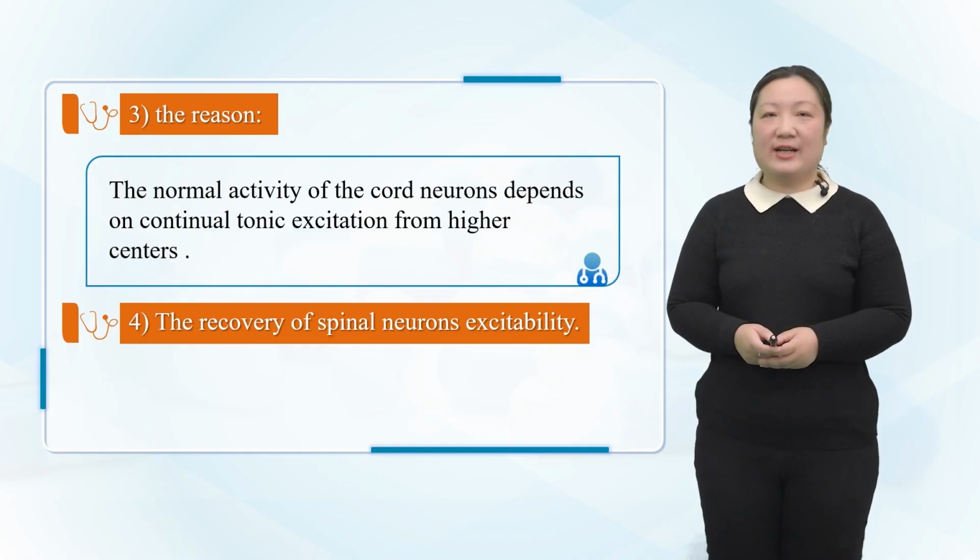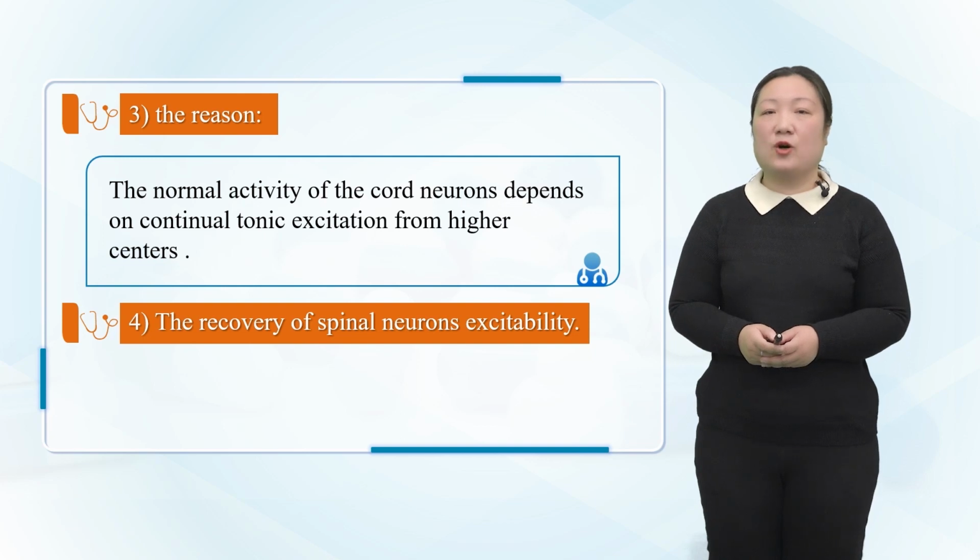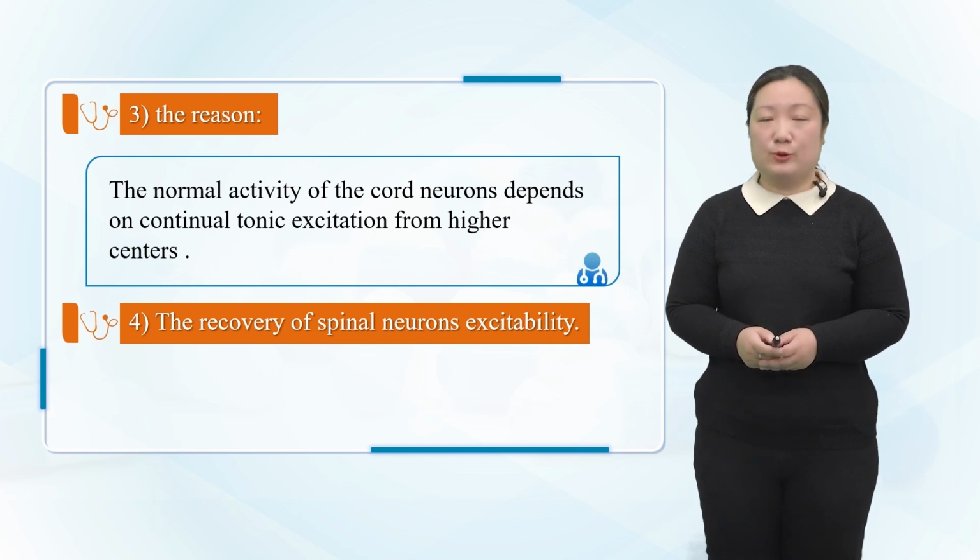Now at last, we're talking about a very important concept: spinal shock. Skeletal muscle tension decreased or even disappeared. Blood pressure decreased. Peripheral blood vessels dilate. Sweating reflex disappeared. Urine and feces retention. The cause of spinal shock is that the spinal cord suddenly lost the regulation of the higher centers. Now that's the end of Chapter 2 of this lesson.